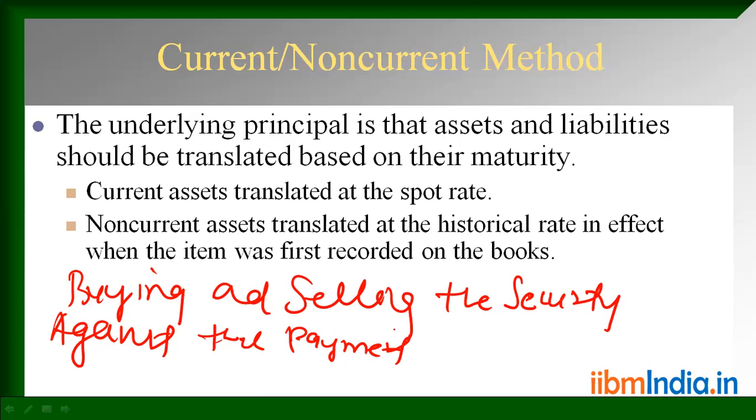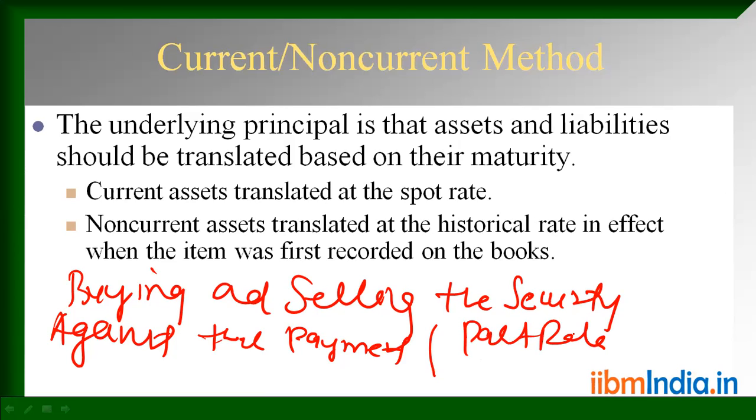Okay, so current asset is translated at the spot rate and non-current asset is translated at the historical rate. Historical rate is all about the past rate. So non-current asset is translated at the historical rate in effect when the item was first recorded in the book. Whenever the very first items were recorded in the book, we will take the prices of that particular date.